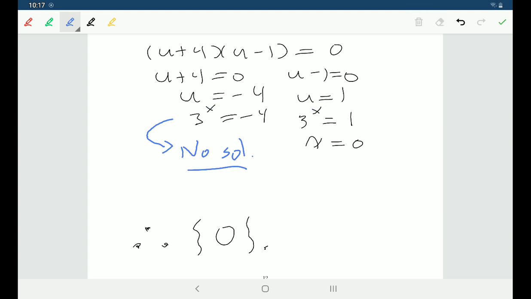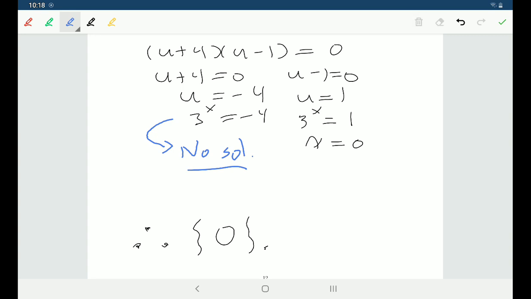So for u being equal to 1, I get 3 to the power of x is equal to 1. And so now I have to think about what the answer to that question is. What power on 3 gives me 1? And I know 3 to the power of 0 is 1. So therefore my solution for that first part should be that x is 0.